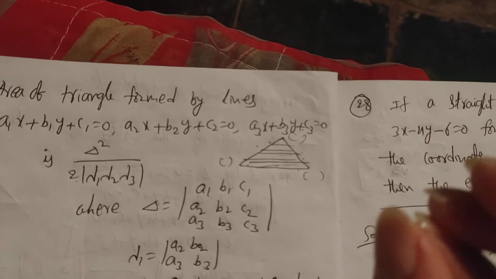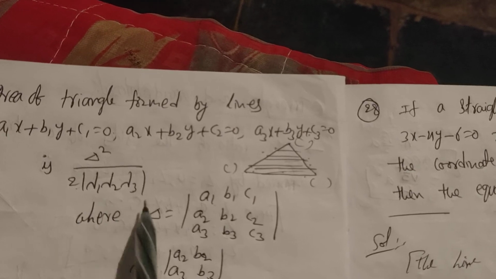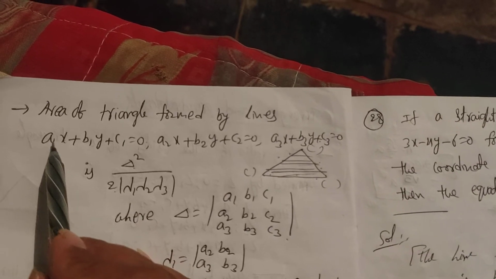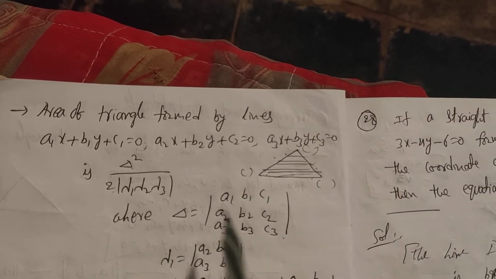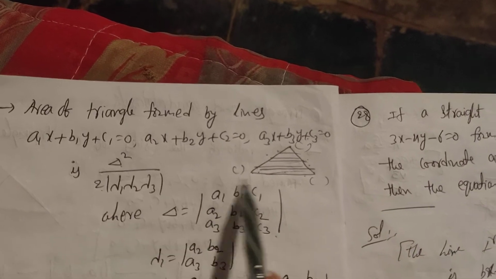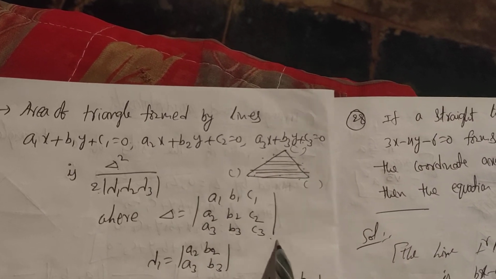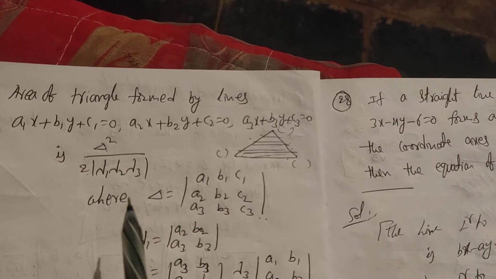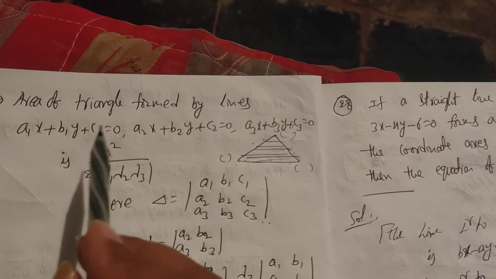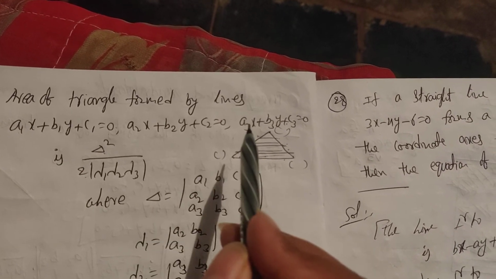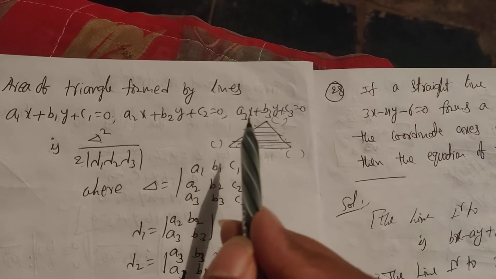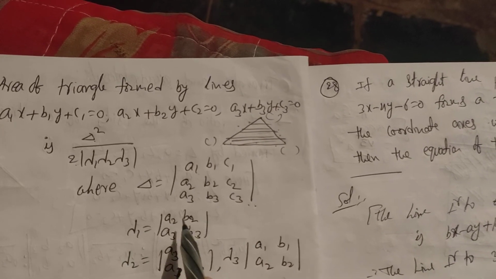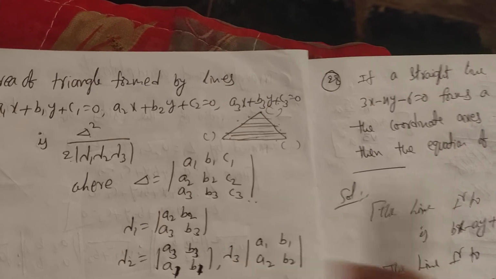So without doing that lengthy method, if you use the determinant form, delta you take as the 3 by 3 determinant. The coefficients of the first, second and third equations we write in the rows, that is a1 b1 c1, a2 b2 c2, a3 b3 c3. Expand this one, you get some value. Take the square of that value: delta square by 2 into lambda 1. Here lambda 1 means, except the first equation, use the coefficients of x and y of the second and third equations, that is a2 b2, a3 b3, a 2 by 2 determinant. This expansion is nothing but cross multiplication only. The 3 by 3 determinant, you know how to expand.